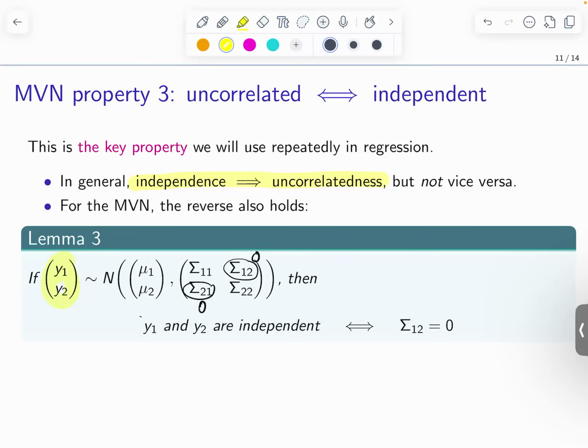And oftentimes, people that start learning about probability just confuse uncorrelated with independence. It's okay to confuse them in the normal family, because they're equivalent. It's not okay to confuse them outside. Independence is a much stronger notion. Have people seen this idea that uncorrelatedness and independence are different?